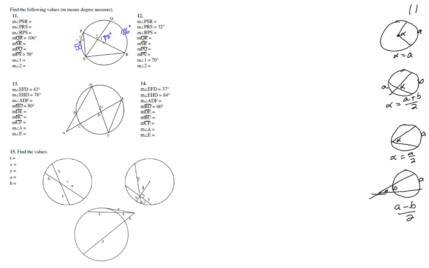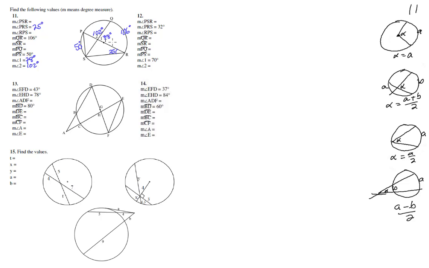Are we okay with that? 106 plus 50, 156 divided by 2 is 78. We'll subtract it from 180 and we get angle 2 is 102. Okay, so that's good. We got 78 degrees and 102 there. Okay, that was nice. Now, angle R right down here is 25 because it's half of the 50. So PRS, that's this one right here, is 25 degrees. Good. Let's see what else we can find here.